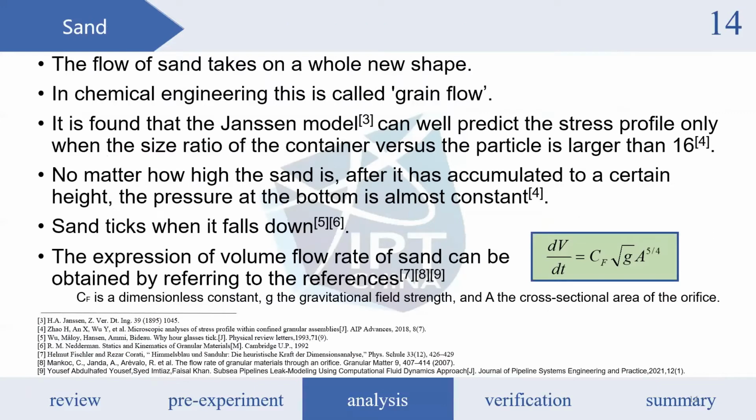And then we came to the sand. The flow of the sand takes on a whole new shape, and in chemical engineering, it is called granular flow. And it is found that the Janssen model can well predict the stress only when the size ratio of the container to the particle is larger than 16. And no matter how high the sand is, after it has accumulated to a certain height, the pressure at the bottom is almost constant. And the sand ticks when it falls down. And from our reference, we can get the expression of the volume flow rate of sand on the right.